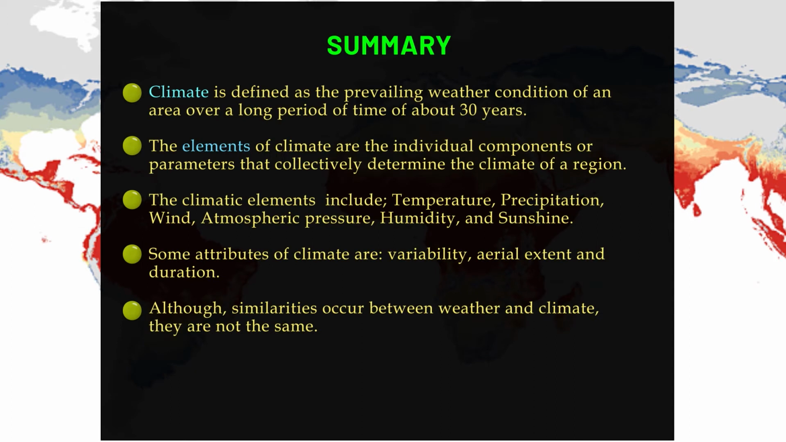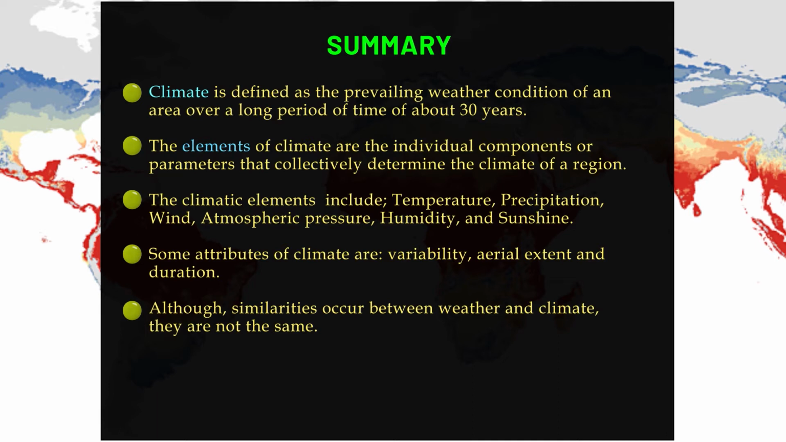We've come to the end of this lesson, but before we go, let's take a quick summary of what we've learned during the lesson. We learned that climate is defined as the prevailing weather condition of an area over a long period of time of about 30 years. We also learned that the elements of climate are the individual components or parameters that collectively determine the climate of a region.